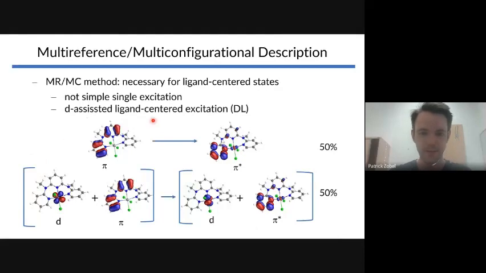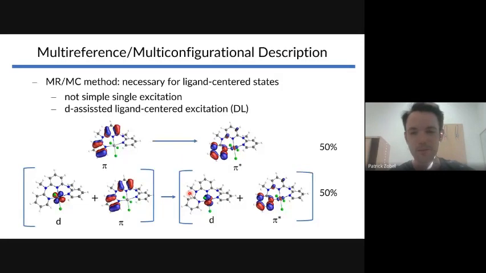So also here, if you would use TDDFT, it will only give you this part. So you're missing a lot of configurations that would correct your energies. So also there, you cannot even describe this qualitatively.